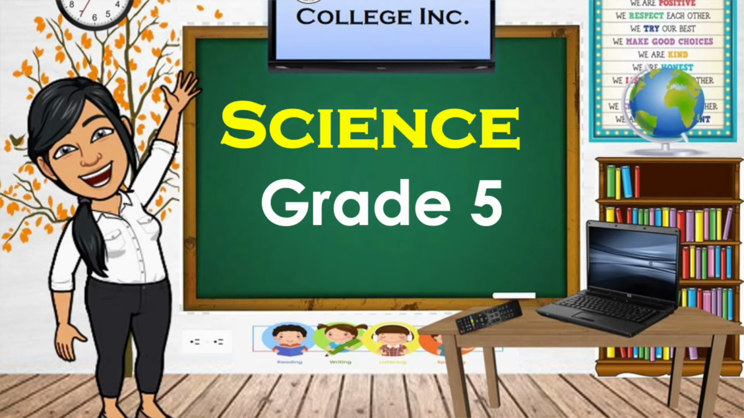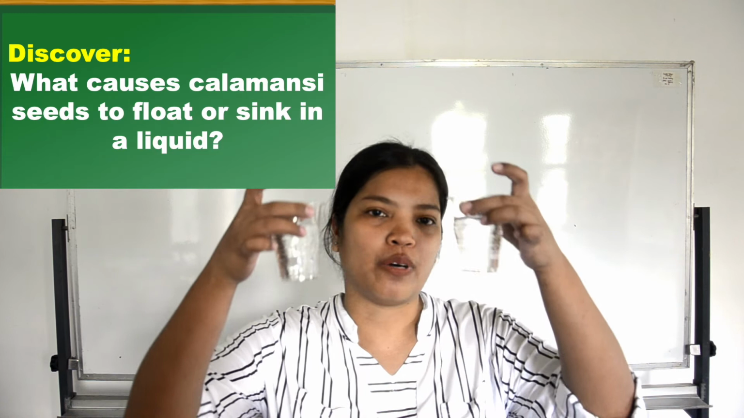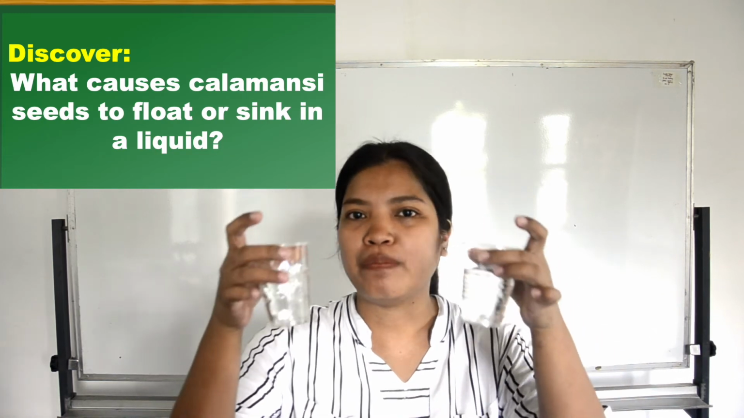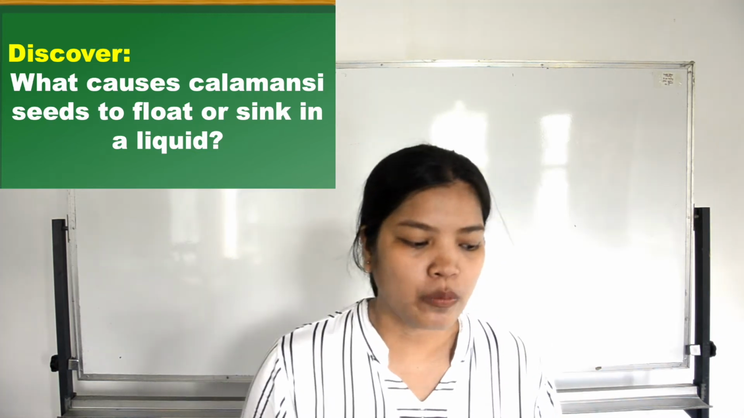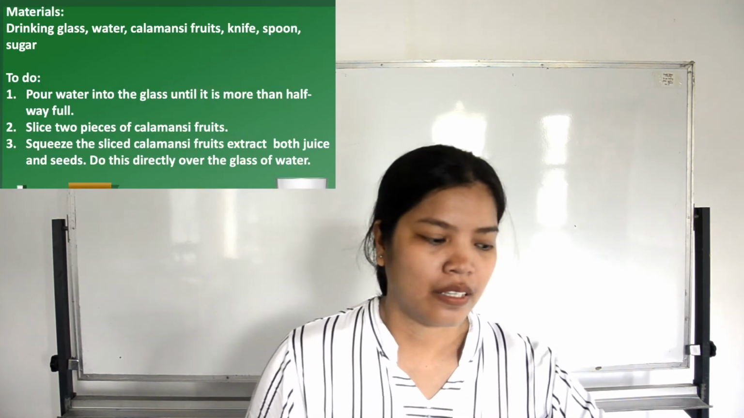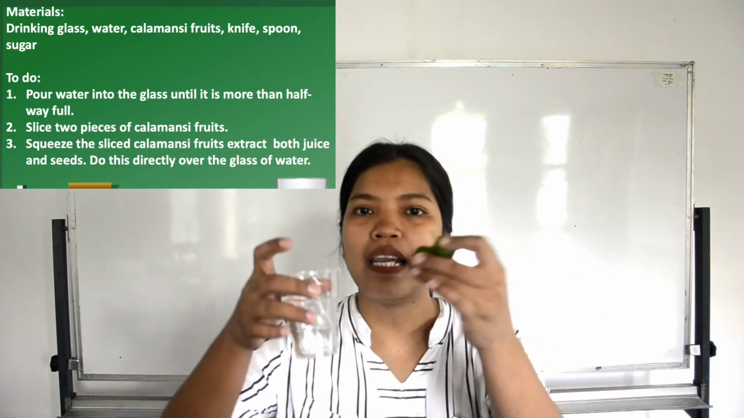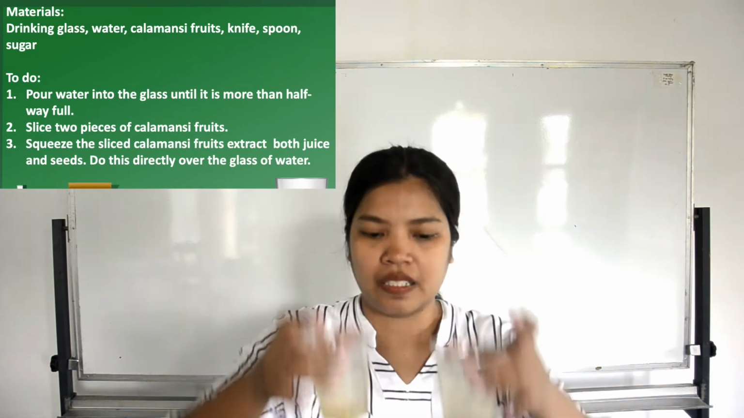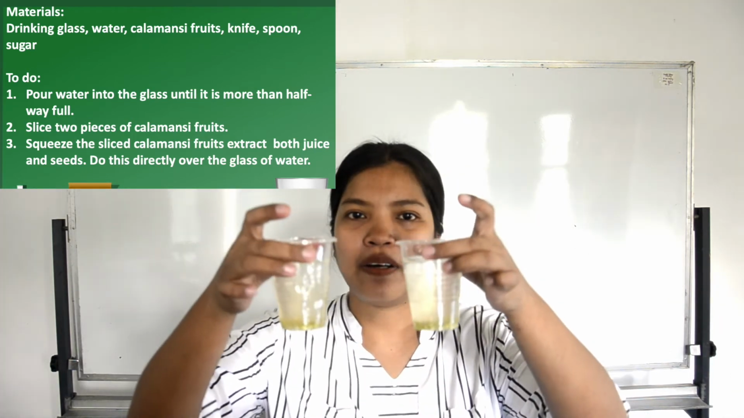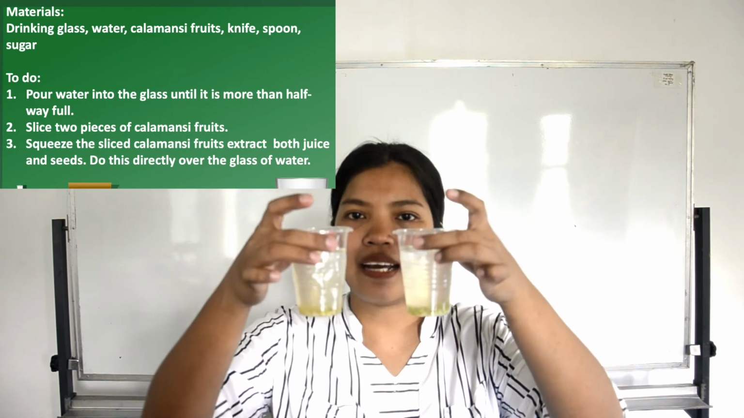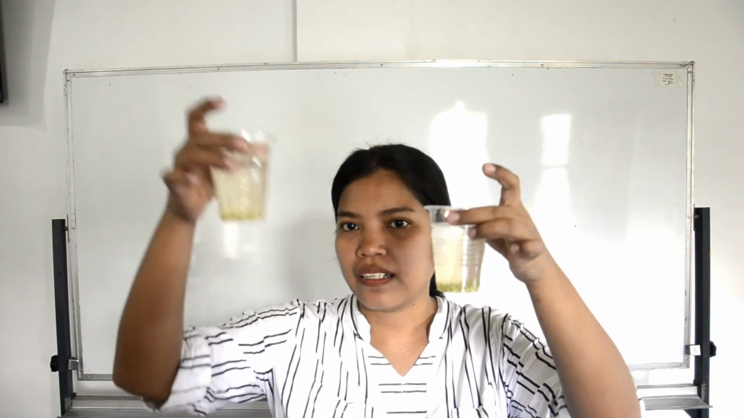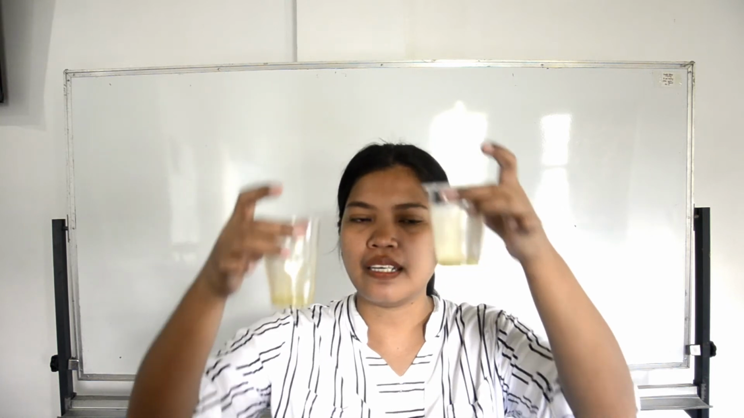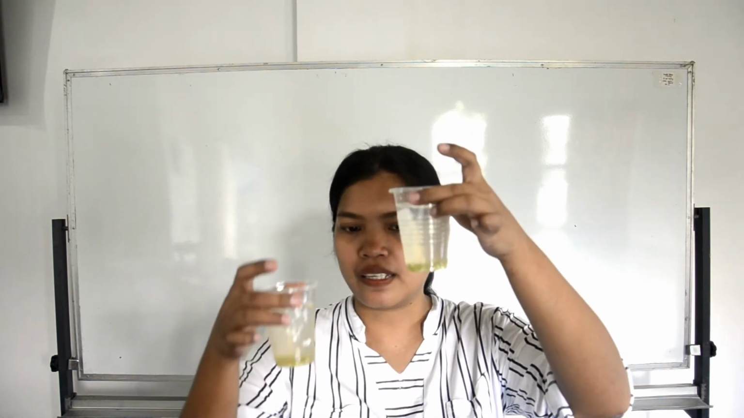So today we will discover something. I have here 2 glasses of water. We'll be doing something related to our lesson. What we're going to do is add 2 calamansi in each cup. Okay, so now, as you can see, I already added 2 calamansi in each cup. In cup A, 2 calamansi, cup B, 2 calamansi.